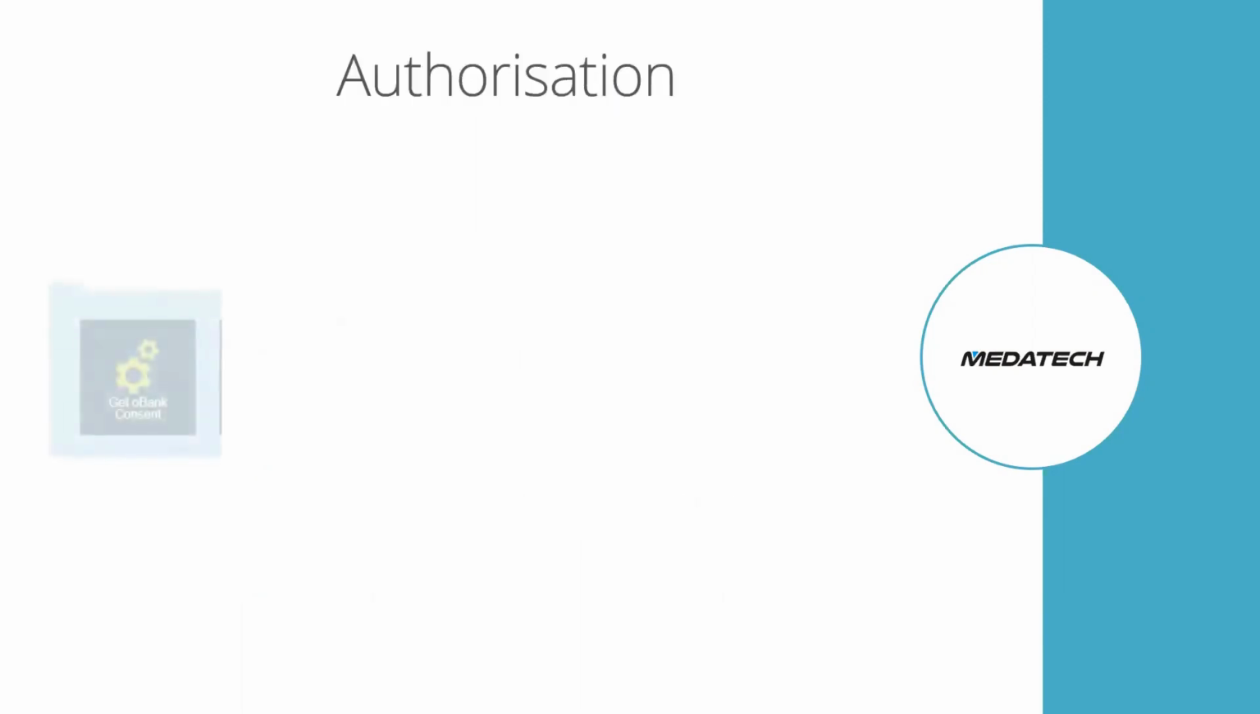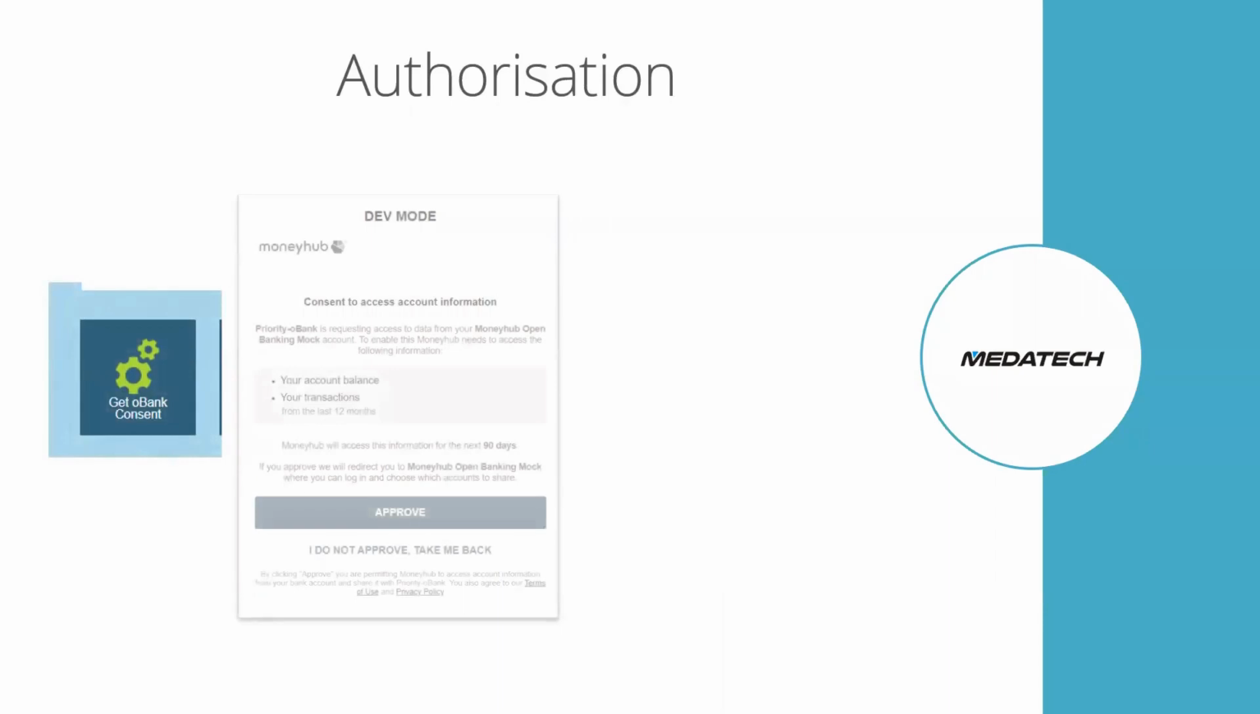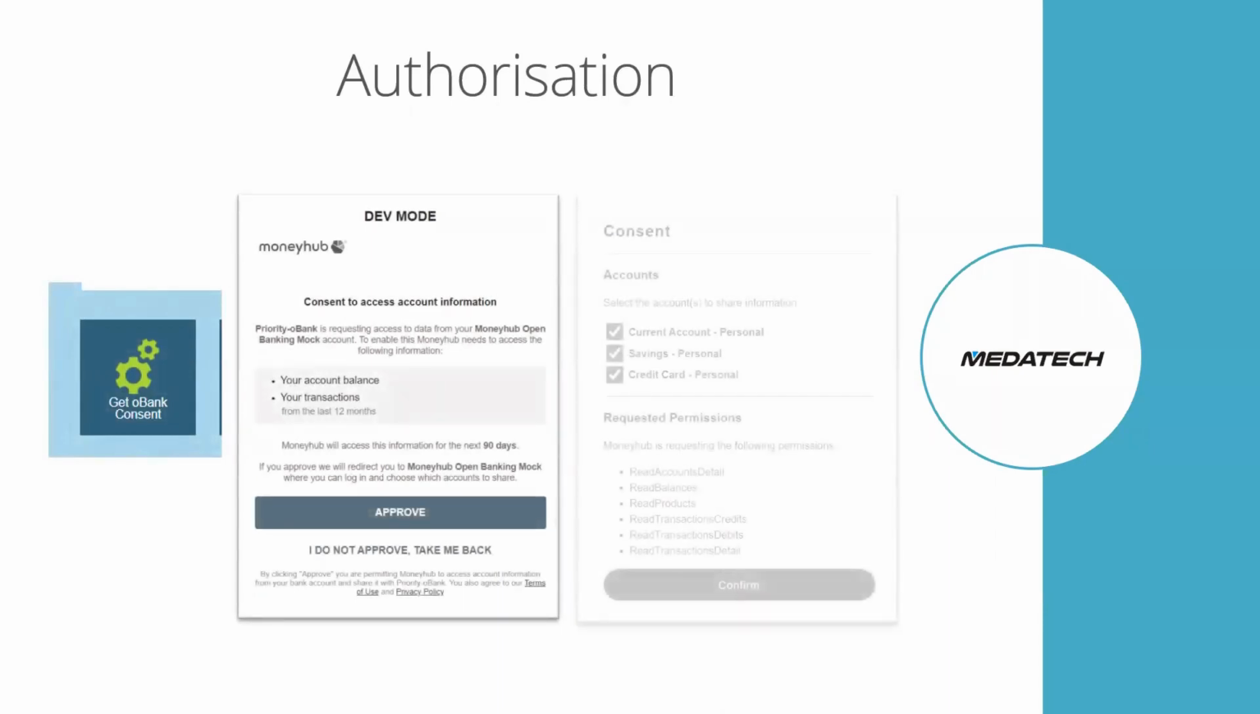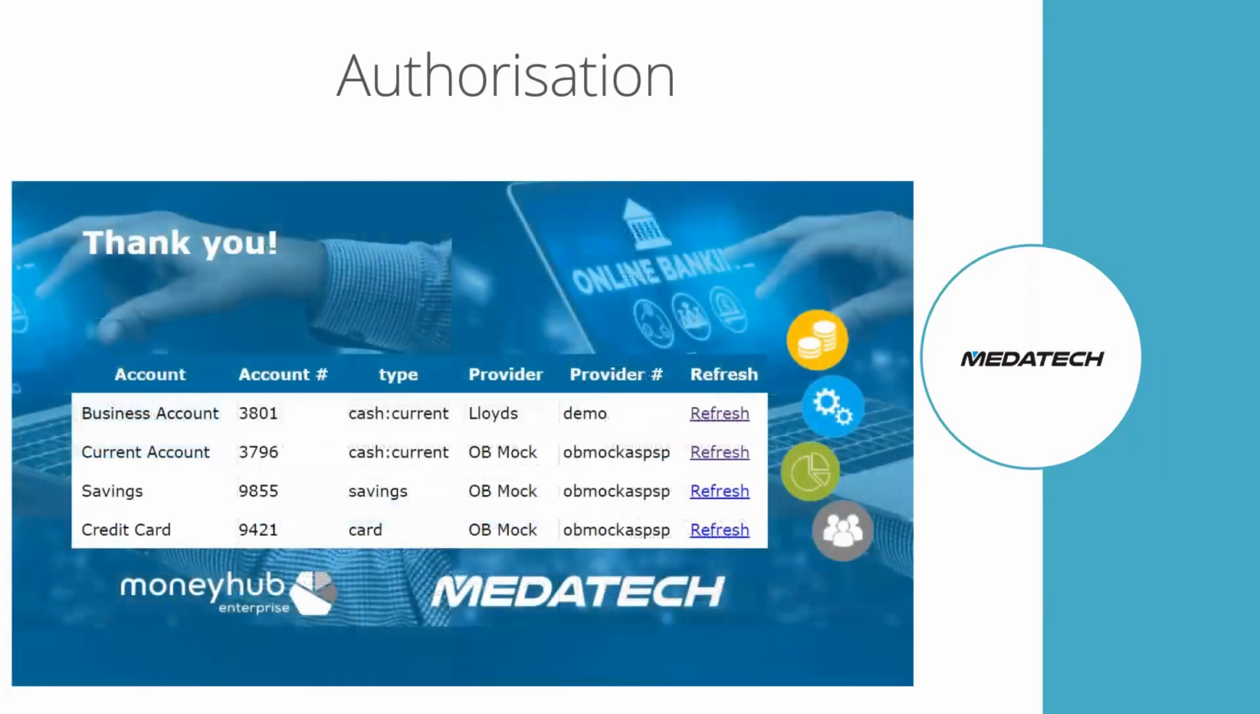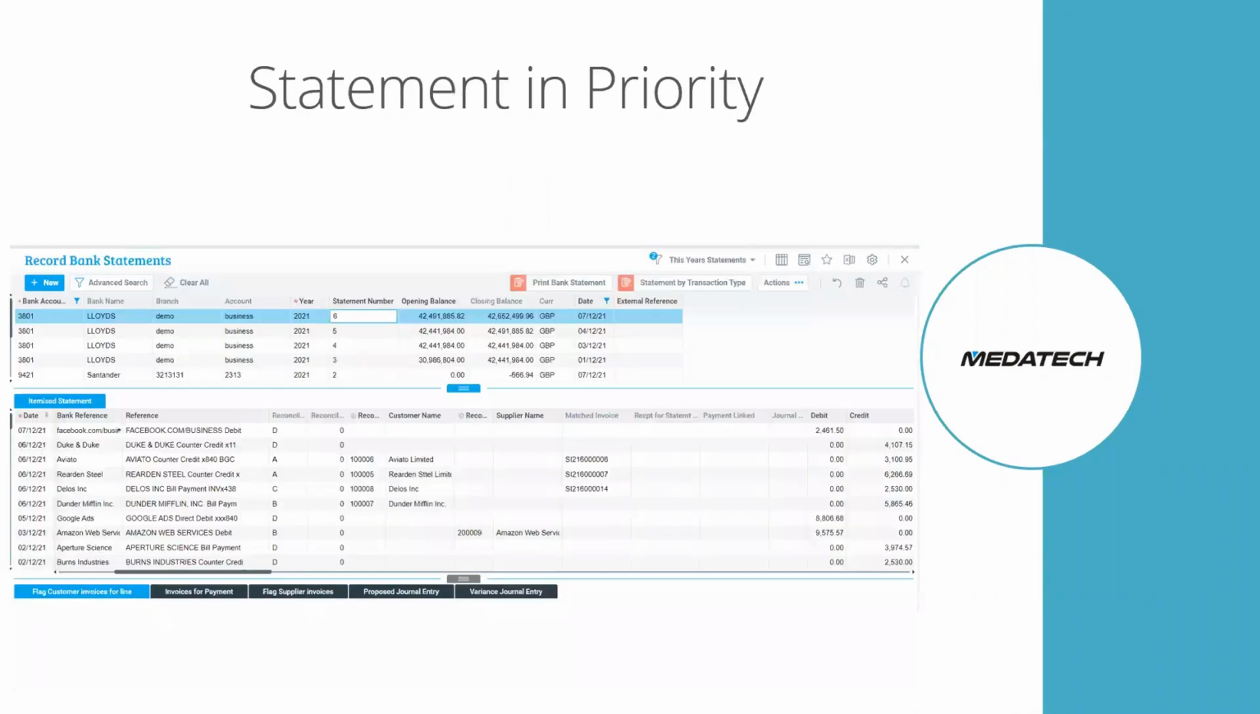So to do this, we use the Get OBank Consent procedure. This opens a page where we select which bank we are connecting to. We enter our details and security login information provided by your bank and select the bank accounts that you would like to connect to. At the end of that process, we see a confirmation page which details the banks we have connected to. As I said, we only need to do this once every 90 days.